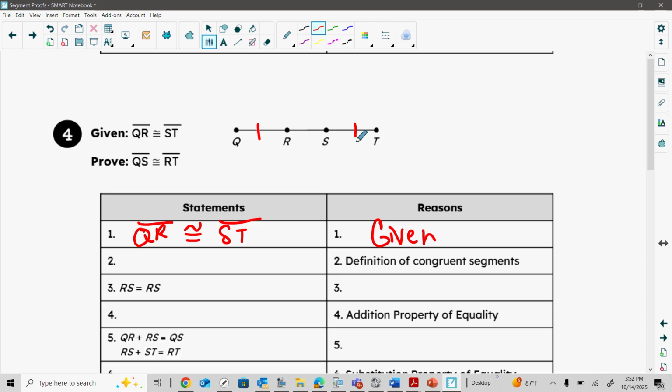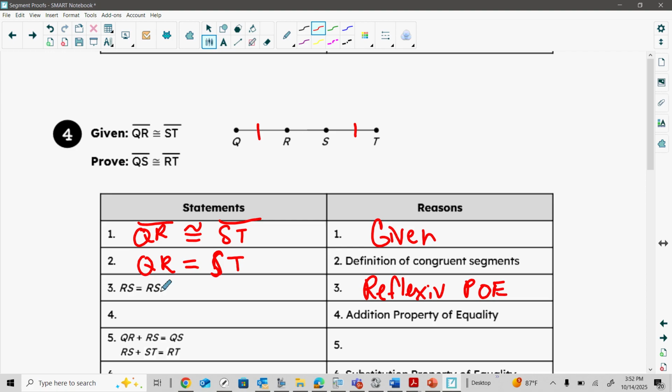And then we can use definition of congruency. So if I look here, if it's congruent, it means it's equal. So now I can say QR is equal to ST. Okay. Then if we look, hopefully you see this is a mirror image of each other, the same thing. So that's the reflexive property of equality.